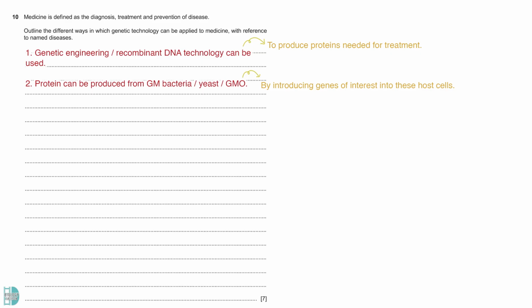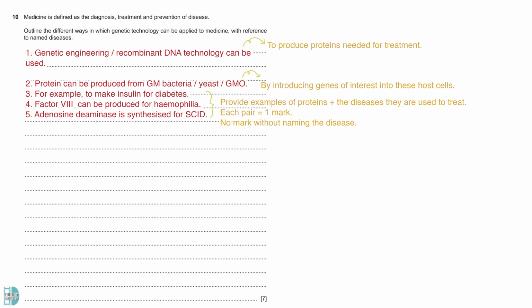Question 10 requires you to outline the various ways in which genetic technology can be applied to medicine with specific reference to named diseases. Firstly, recombinant DNA technology can be used to produce proteins needed for treatment. It is done by introducing genes of interest into a host cell, such as bacteria. The genetically modified bacteria are then used to produce the proteins of interest. Then, provide examples of proteins that are produced and the diseases they are used to treat. Note that you cannot get the mark without naming the disease.